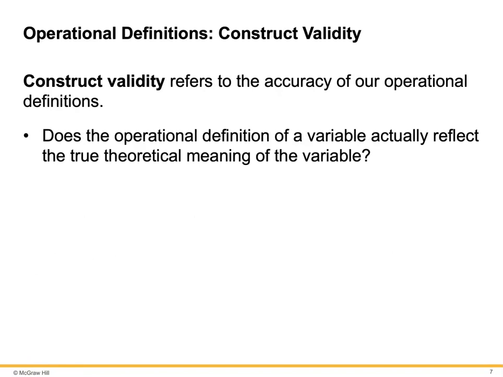So, there are important questions that arise once a variable is operationally defined. How good is the operational definition? How well does it match up with reality? How well does the average bowling score really represent the skill of the individual being measured? And that's when we look at construct validity. Construct validity refers to the accuracy of our operational definitions. So, does the operational definition of a variable actually reflect the true theoretical meaning of the variable?